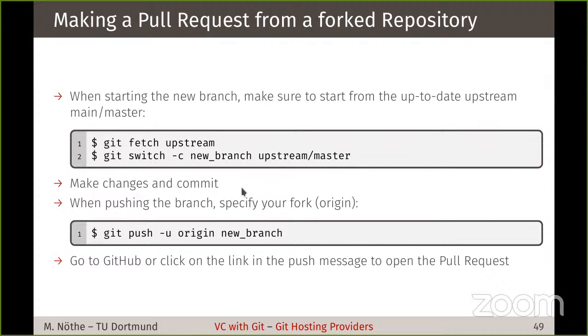You make your changes and commit. And when you push the branch, you push it to your origin and not to the upstream, because you don't have write access to the upstream, which is why you forked in the first place. So you have to git push minus u to origin to push your changes to the new branch. And then you can go to GitHub or click the link like I did in the demo example to open the pull request.